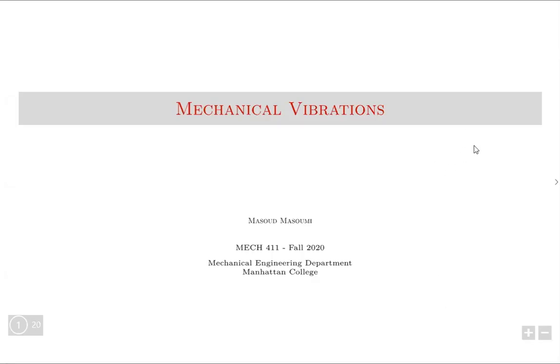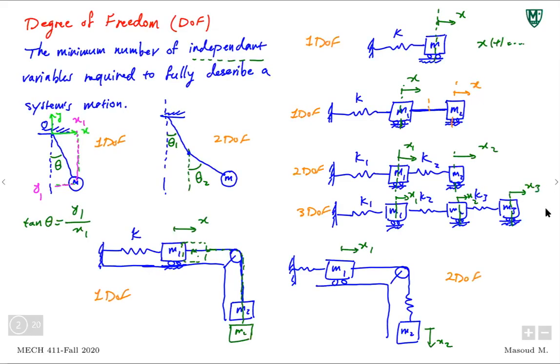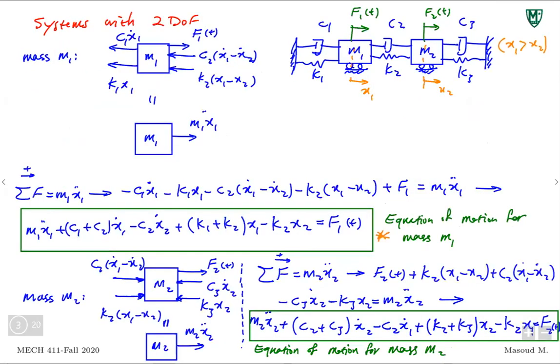So, folks, we started talking about systems with 2 degrees of freedom, right? Just a little bit of review. These are the slides from the previous class, and I think this one is even from the class before that. We talked about the concept of degree of freedom, right?